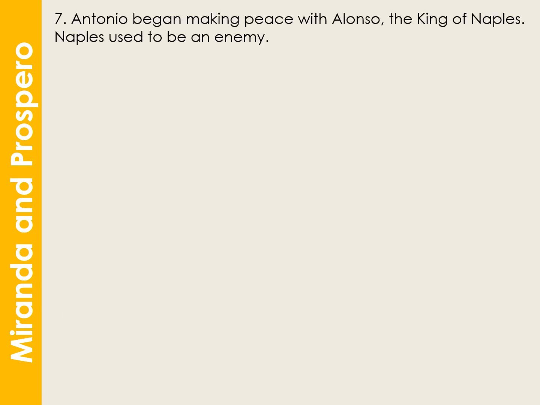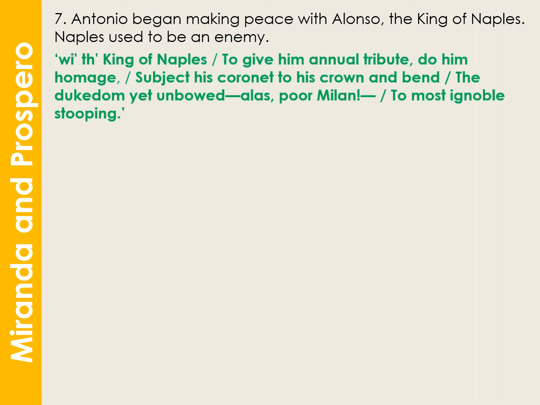Number 7, Antonio began making peace with Alonso, the King of Naples. Naples used to be an enemy. You should have underlined this one. "So, with the King of Naples, to give him annual tribute, do him homage, subject his coronet to his crown and bend the dukedom yet unbowed, alas, poor Milan, to most ignoble stooping." So Antonio and Alonso are becoming friends, even though Naples and Milan used to be enemies.